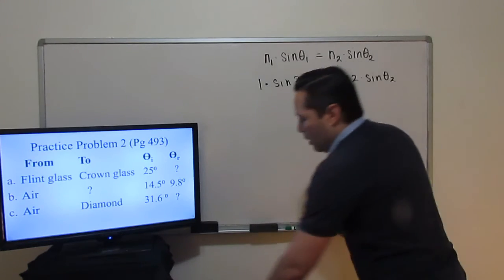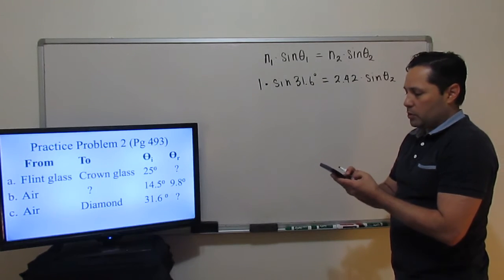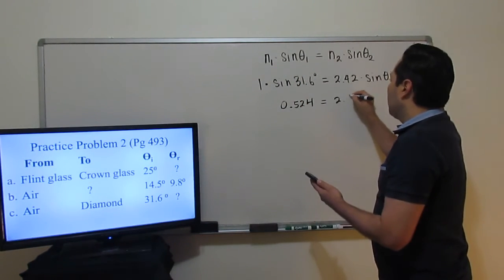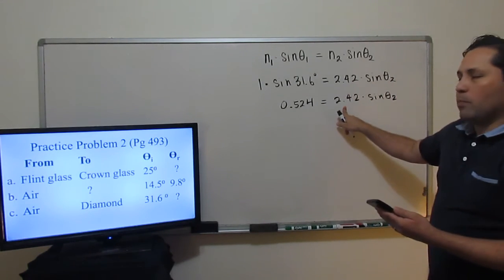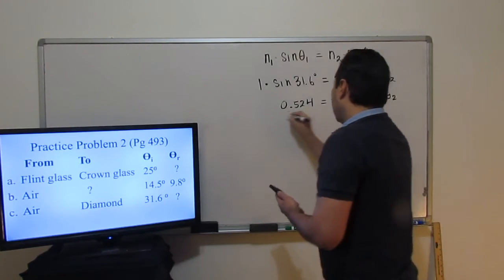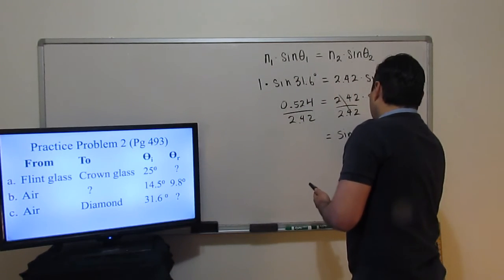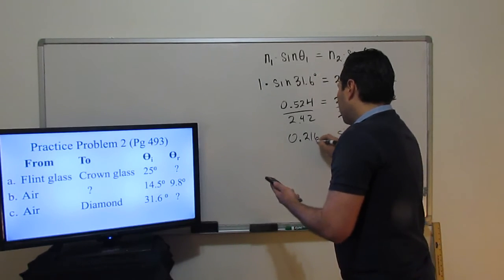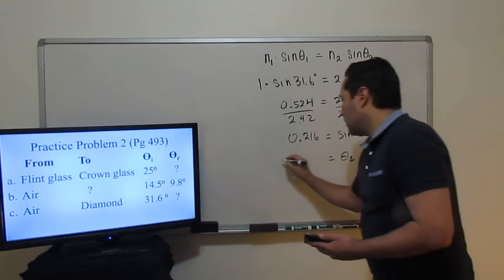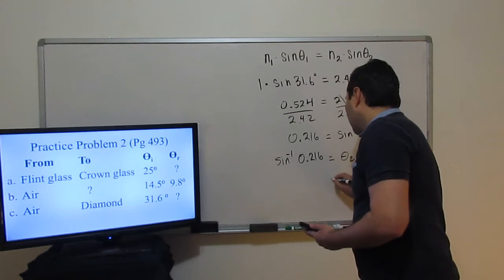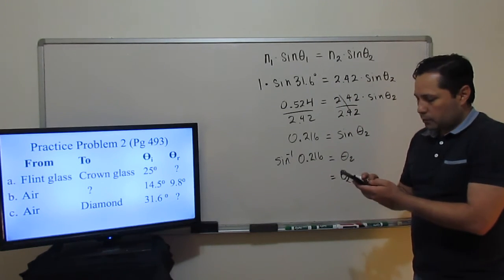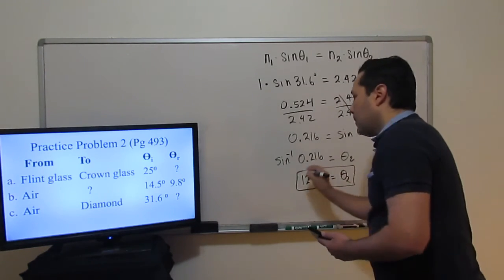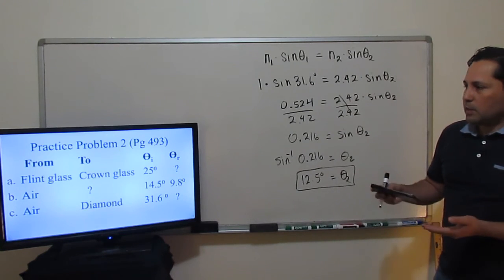Alright, so let's start with this side. I'm going to get sine of 31.6, multiply times 1, gives me 0.524. Next, I want to go ahead and divide both sides by 2.42 so I can isolate the theta. That goes ahead and gives me 0.216. Finally, to get rid of the sine, I do inverse sine. Alright, so inverse sine goes ahead and gives us an angle of 12.5. Alright. So there's our problem. That's part A, B, and C.